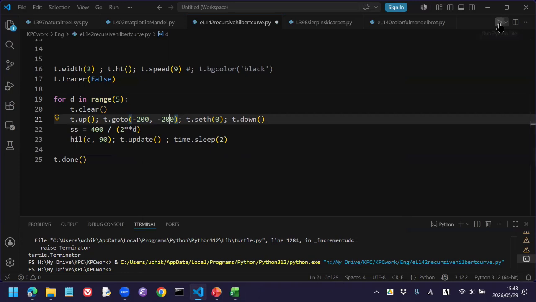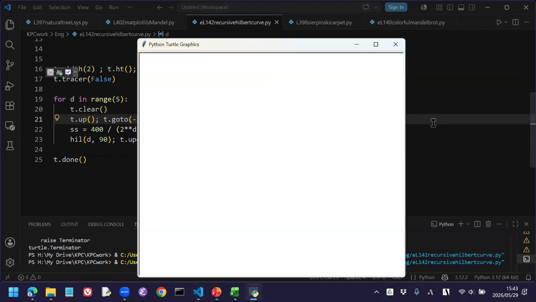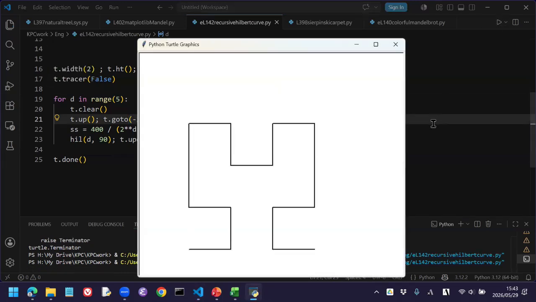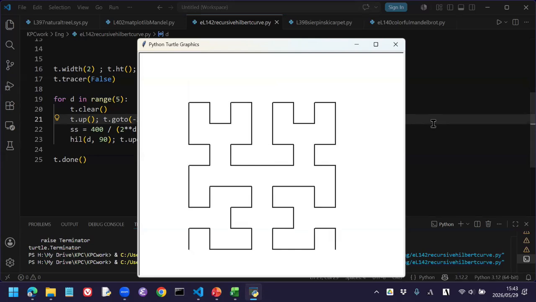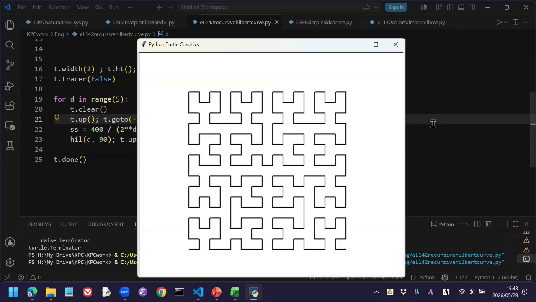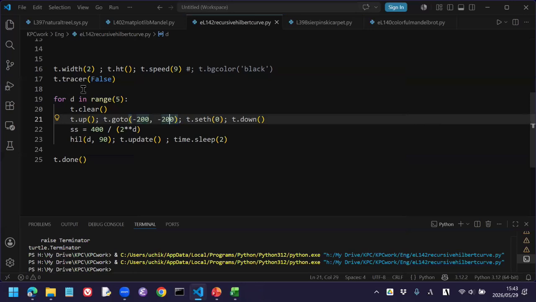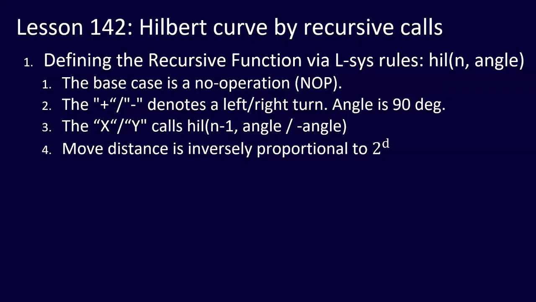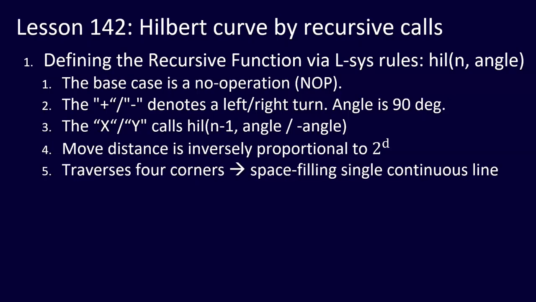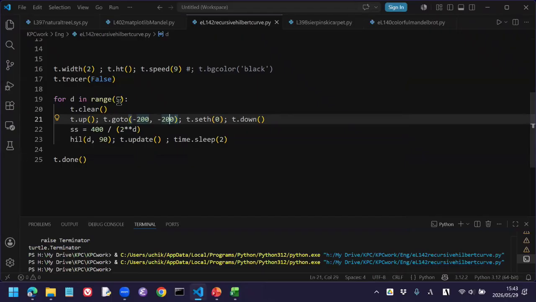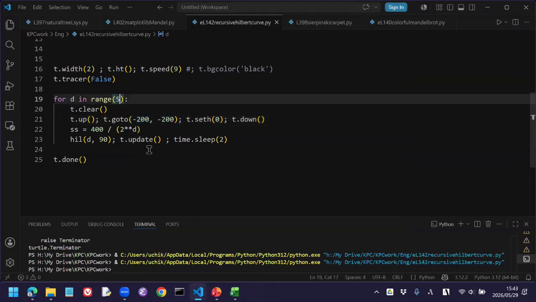Okay, let's take a look again. 1, 2, 3, 4, 5. Yeah, it's drawing beautifully, because the tracer is off, it's writing very well. So now we remember what we are drawing. It traverses 4 corners. Let's take a look at, say, d equals 3.